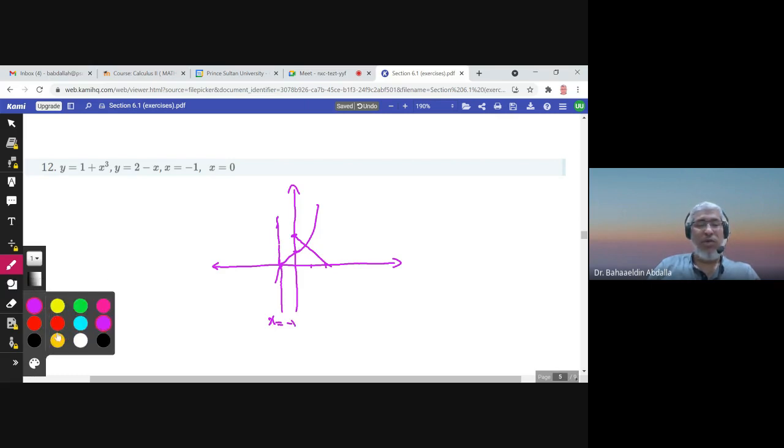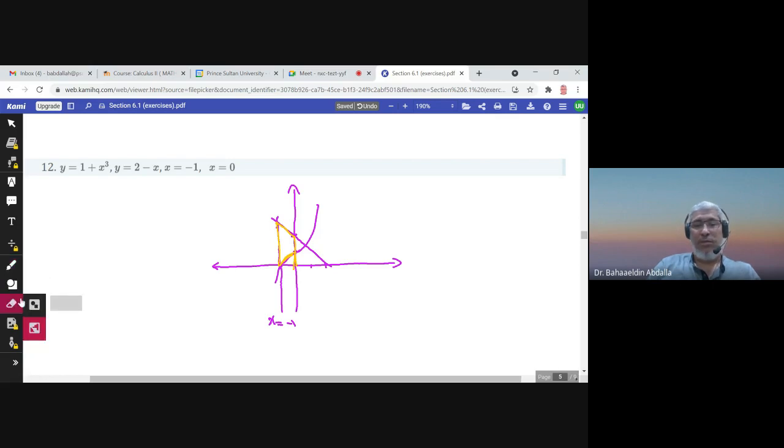So let us now determine the region. The line x equals -1, and the line x equals 0, and the line y equals 2 minus x, which will continue the graph of the line 2 minus x. So this is the line x equals 0. This is the line x equals -1. This is the line y equals 2 minus x. And this is the curve. This is the y-axis. So this is our region, bounded by the curve, the line y equals 2 minus x, x equals -1, and x equals 0.